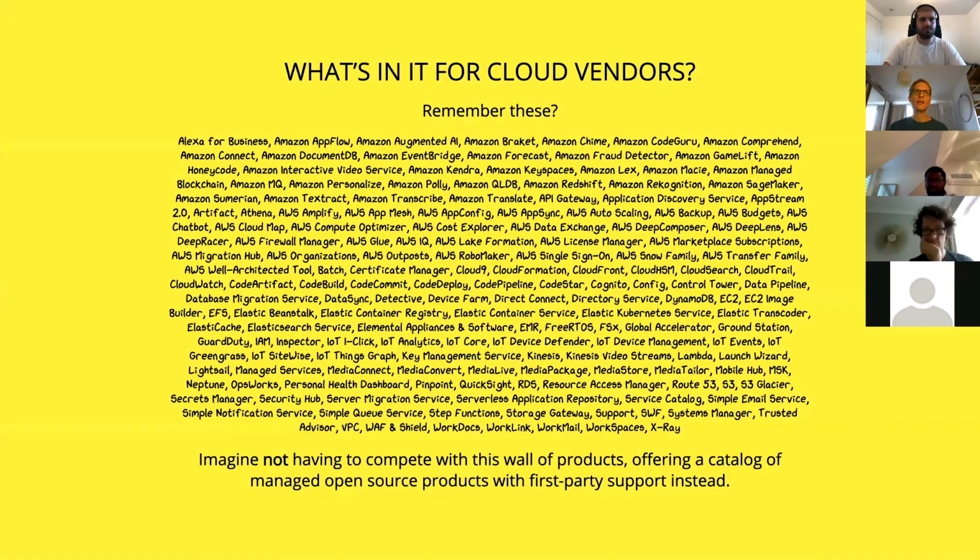And finally, what's in it for the cloud vendor? And that's really where we come back to this wall of products that you have no chance of beating anytime soon. And now just imagine for a moment not having to compete with it, offering instead a catalog of managed open source products with first-party support. So you want a database, you can go to MongoDB Inc., and they will basically be responsible for that. You have a support contract with them. You want queues, you go to Kafka. Whichever of these products you choose, you can go straight to the open source vendors. And while that probably doesn't work in all use cases today, it certainly seems a very, very attractive possibility a little bit down the road.